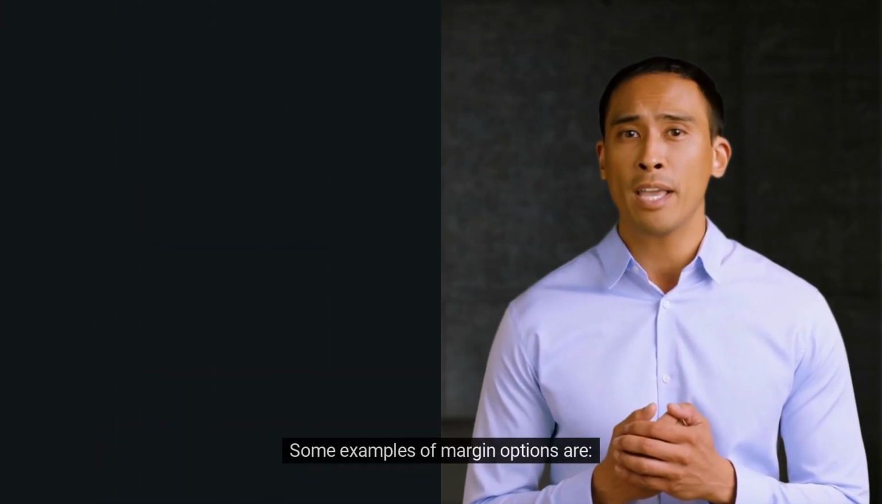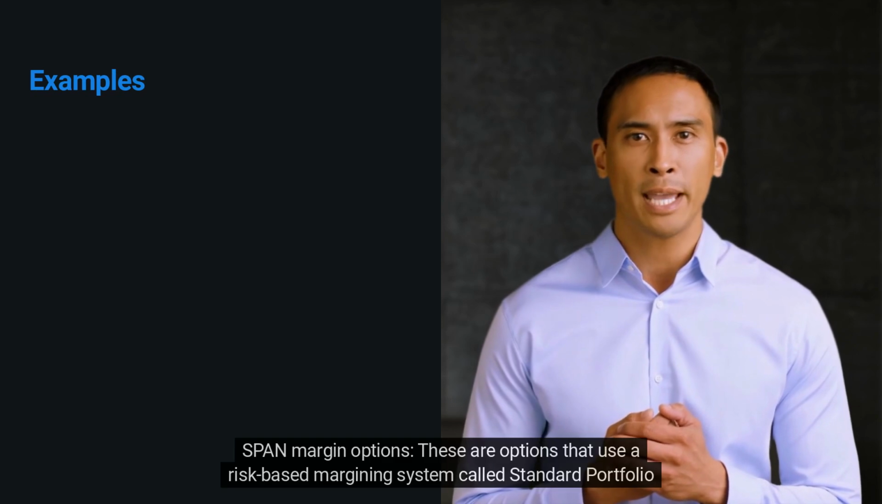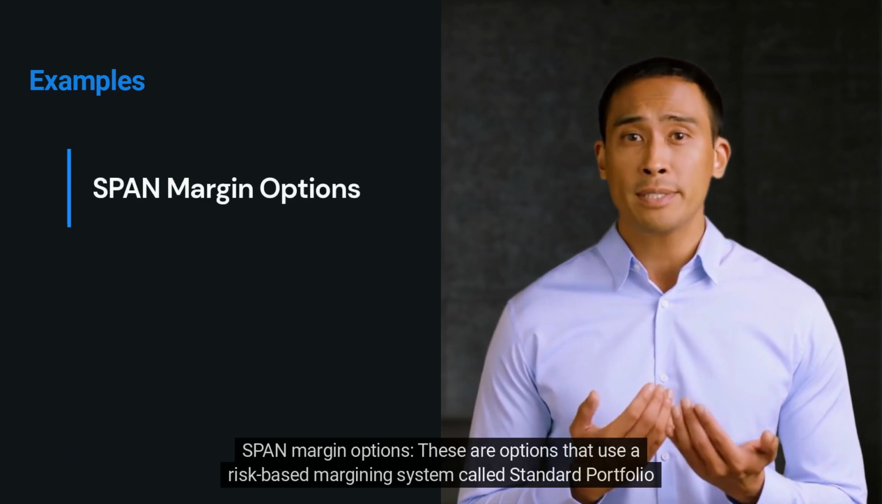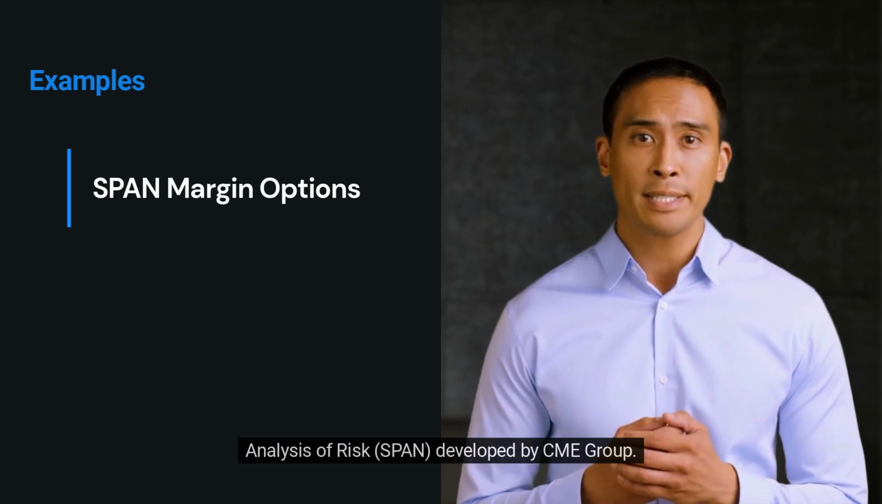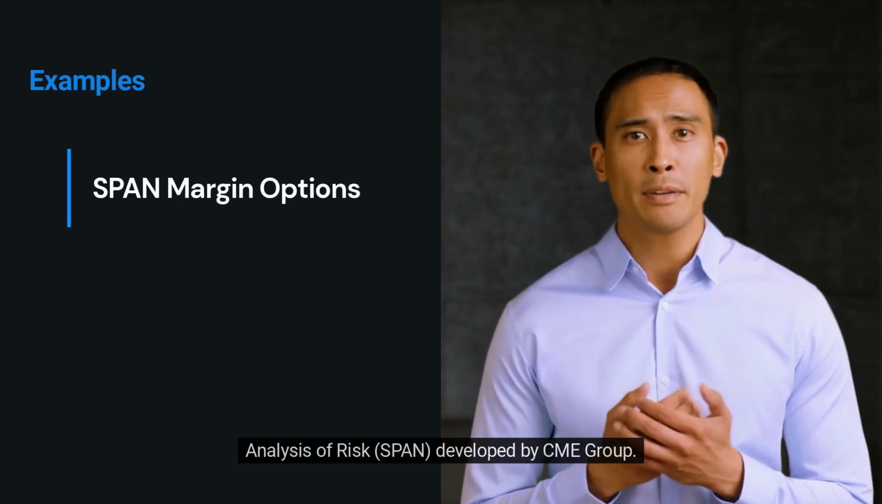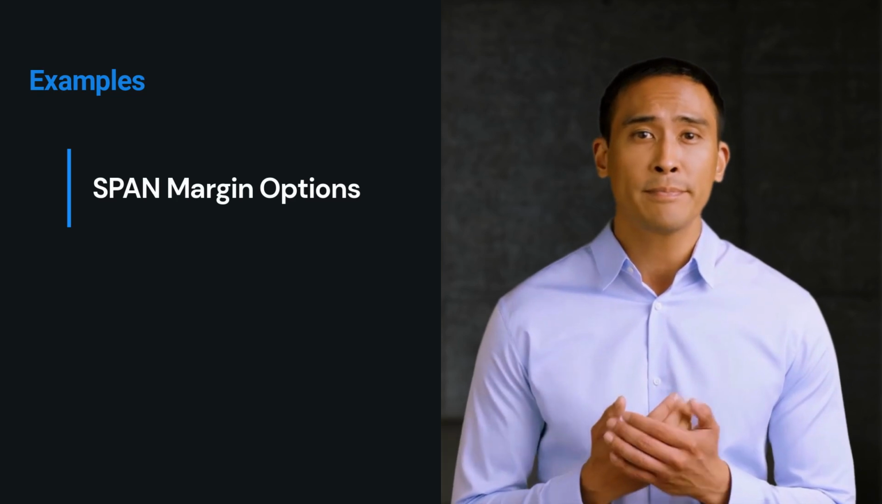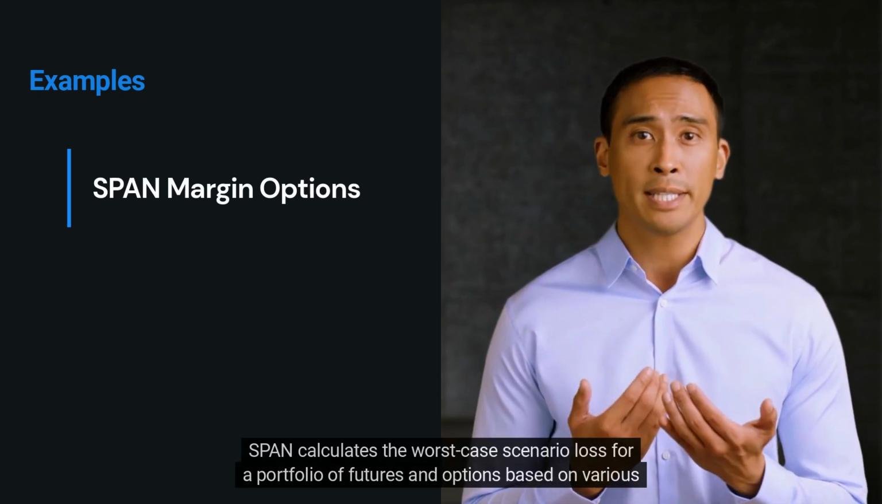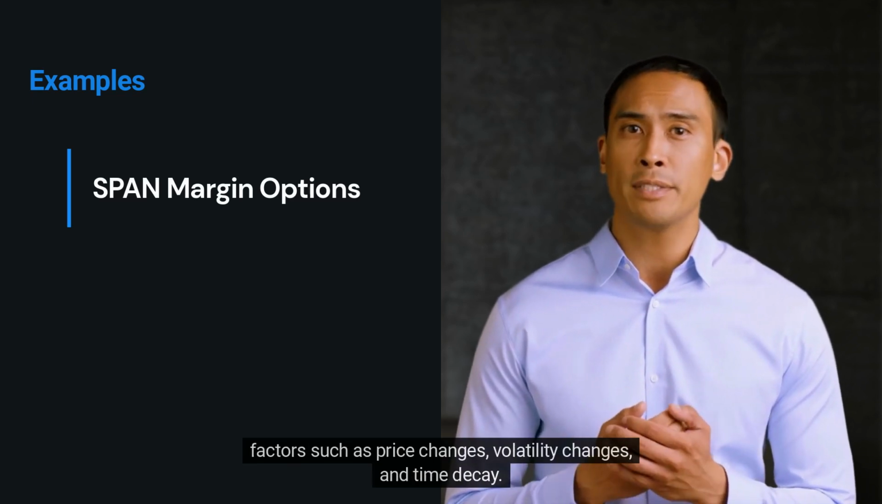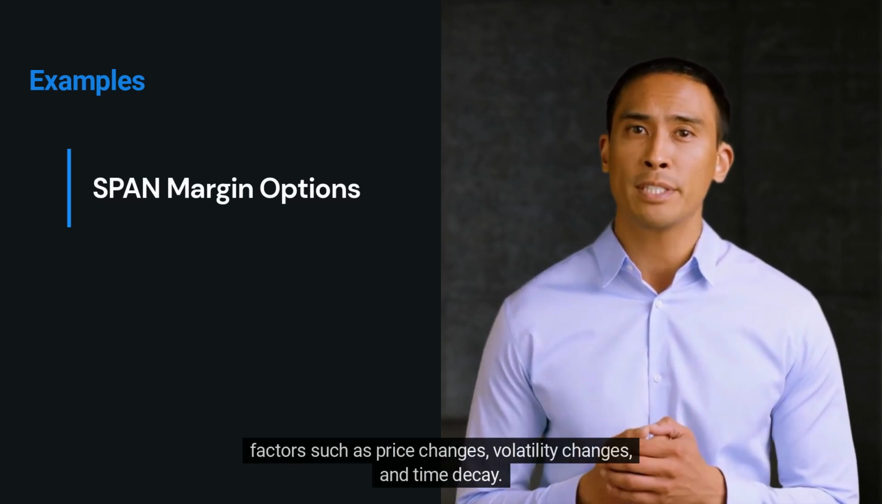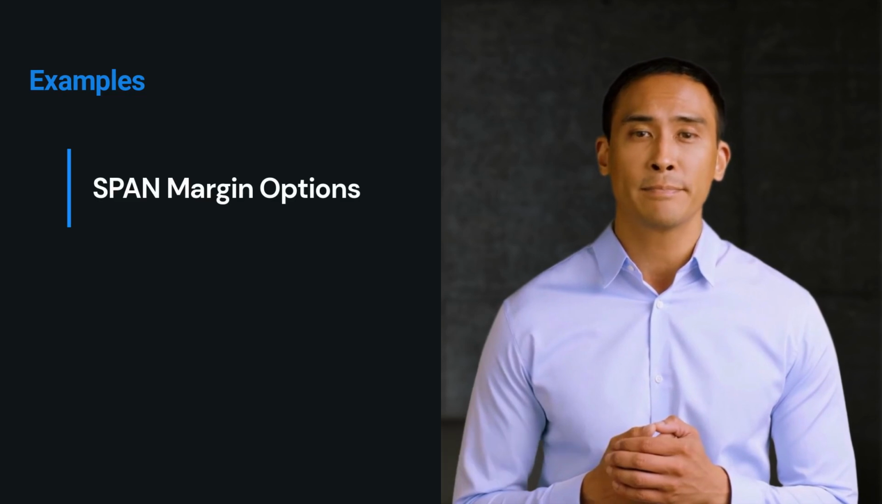Some examples of margin options are SPAN margin options. These are options that use a risk-based margining system called Standard Portfolio Analysis of Risk, SPAN, developed by CME Group. SPAN calculates the worst-case scenario loss for a portfolio of futures and options based on various factors such as price changes, volatility changes, and time decay.